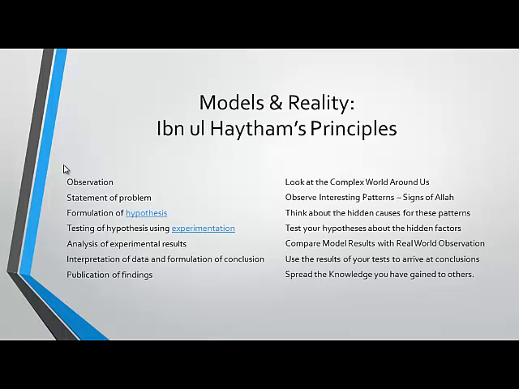And so we use the results of the test to arrive at conclusions. This is interpretation of data and formulation in Wikipedia. What it means is that if you have a good match, then you are satisfied. If you have a mismatch, then you worry about tinkering with the model to make it better, to get a better match between observations.